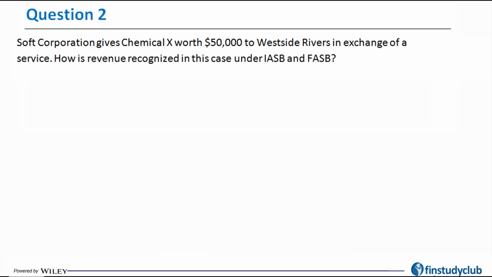Okay, let's talk about the second question here. My second question is on the Soft Corporation, which gives chemical worth rupees 50,000 to the West Side Rivers in exchange of her services. Now what is happening is, Company A is giving to Company B some services and taking some goods in favor. So this is a classic case of a barter transaction. The question is, how is revenue recognized in this case under IASB, which is my IFRS, and FASB, which is my US GAAP? Well, this is like a conceptual question, not a numerical question.